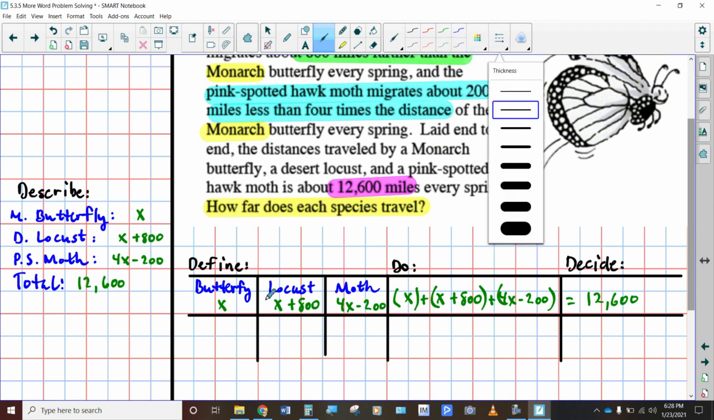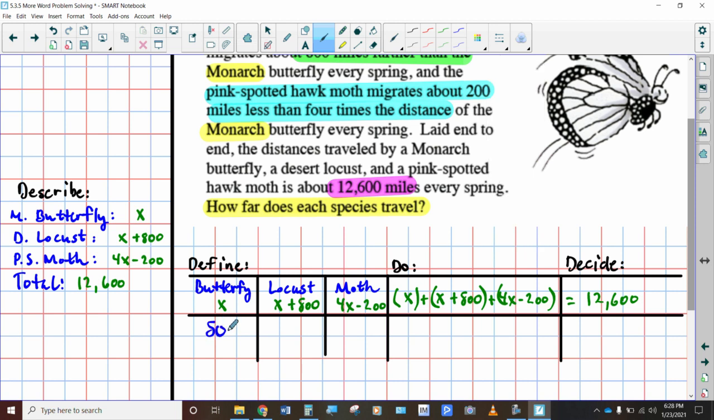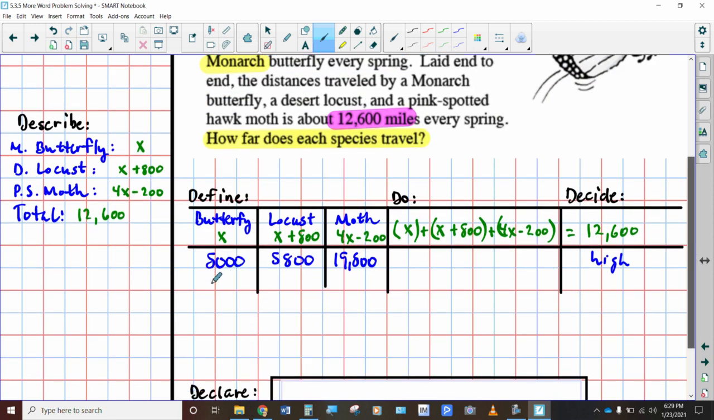I'm going to go ahead and say the butterfly might be 5,000, which would make this 5,800. And this, oh dear goodness me, that was a bad guess, because this is going to be 20,000, 19,800. Okay, I already know that's too high. This alone is way more than that. So let's scale it way, way back and go to 2,000. Which would make this 2,800, which would make this 8,000 minus 200 is 7,800.